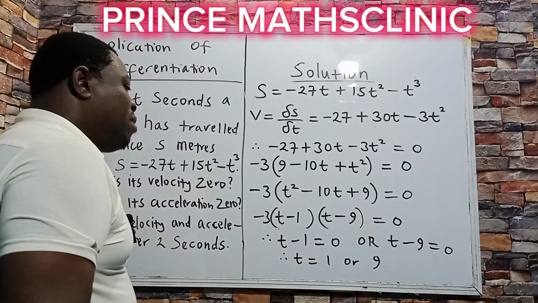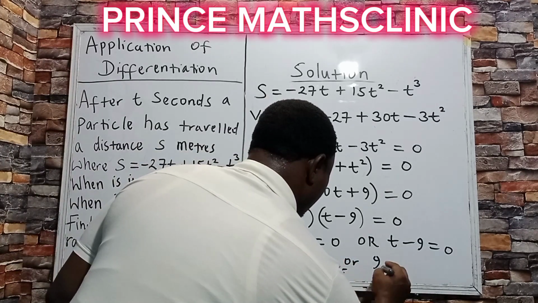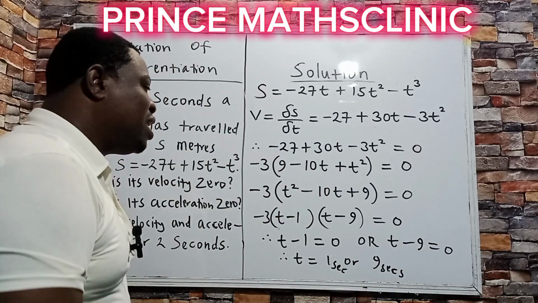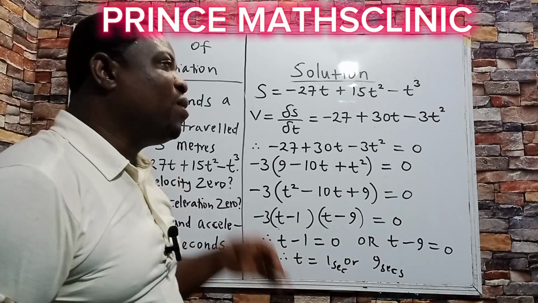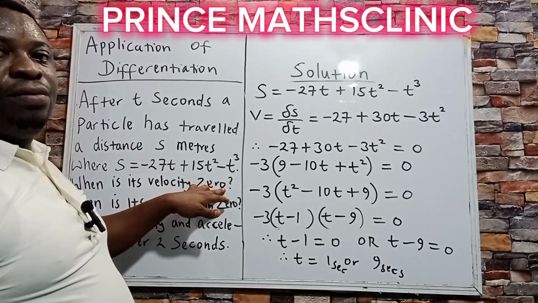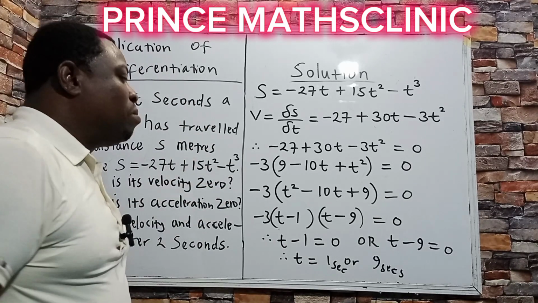So what does this statement mean? Remember, time is in seconds. So it simply means that it is either at 1 second or 9 seconds that our velocity will be 0.